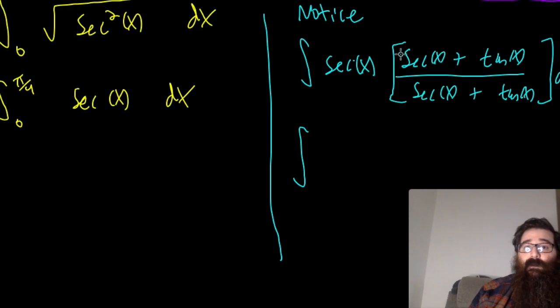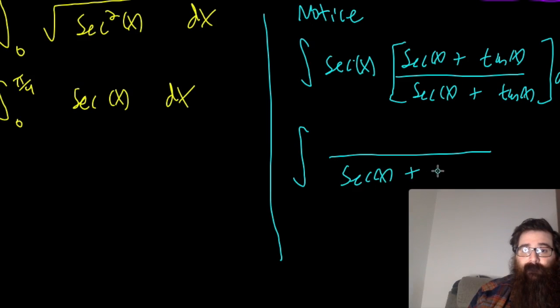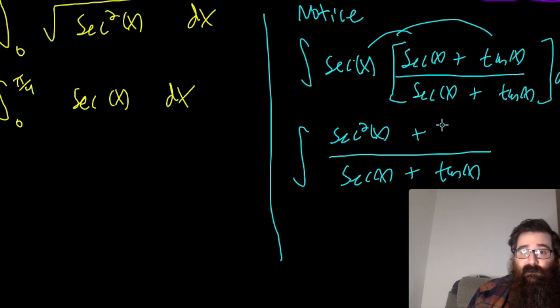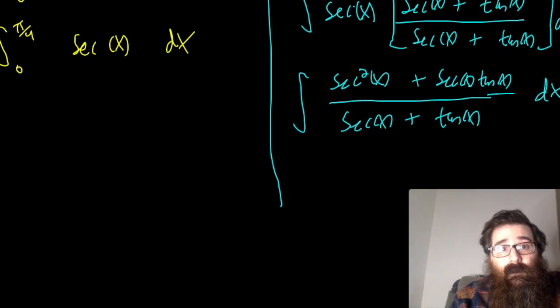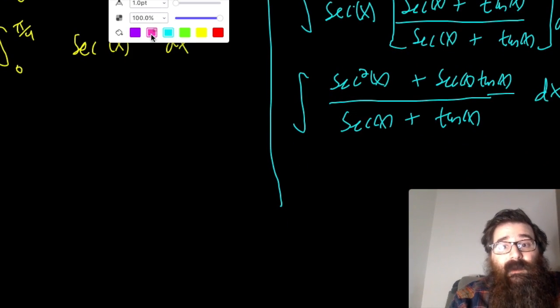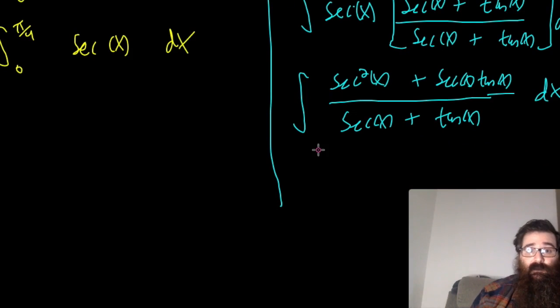Because if I distribute secant into the numerator, in the denominator I have secant of x plus tangent of x, but in the numerator I get secant times secant, which is secant squared, and then secant times tangent gives me secant tangent, with respect to x. This gives me a very, very nice u substitution.